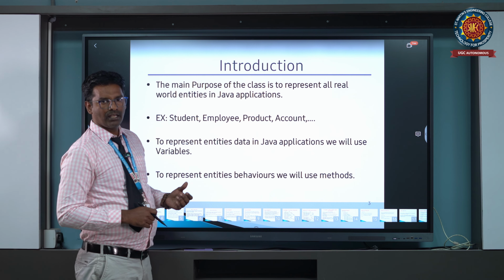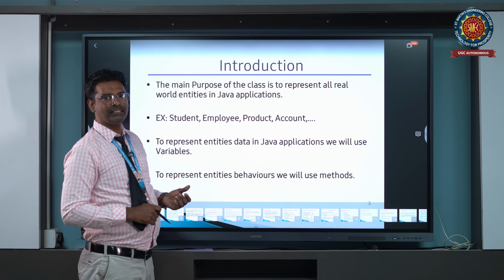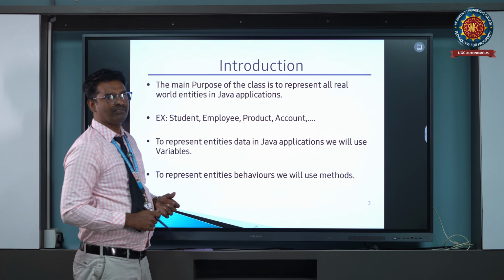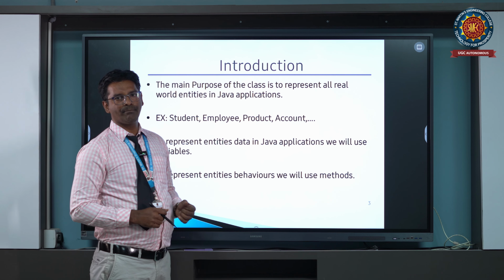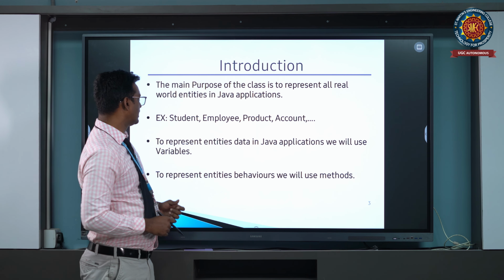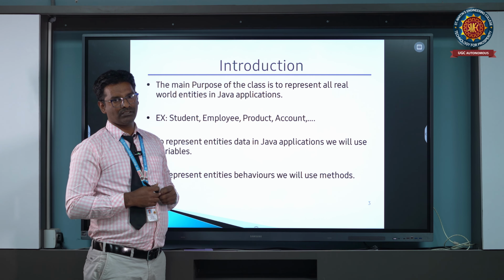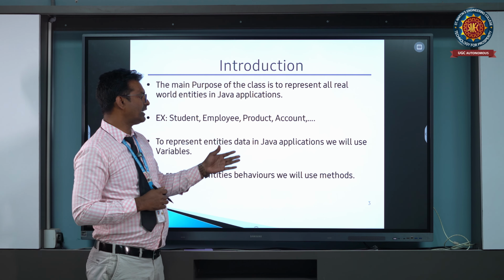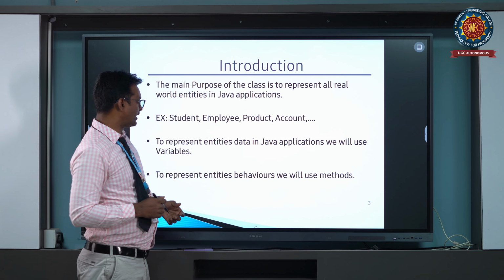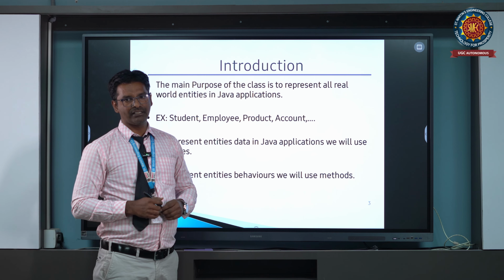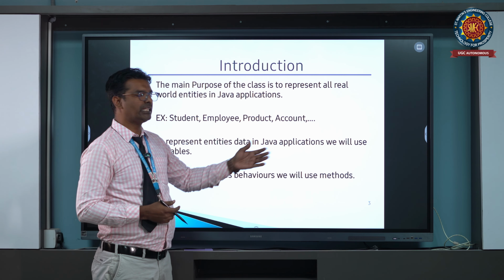Here are some examples of classes in real-time scenarios that we write for practice. Student is one entity, which means a student class. Employee is one entity, the employee class. Product is one entity, the product class. Account is one entity, the account class. To represent the entity's data, we declare the variables and initialize the variables' data in a Java application. Next, to represent the entity's behaviors, which means class behaviors, we implement them in the form of methods.